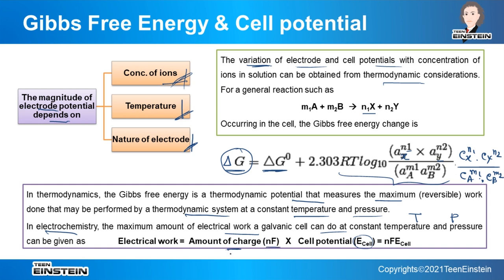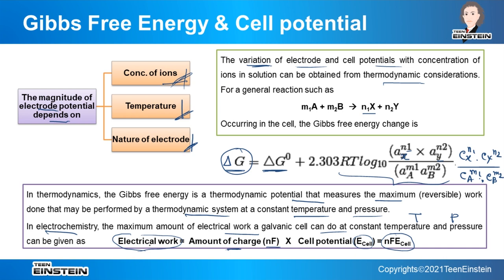Now what is nF? n is the number of moles and F is Faraday, a particular value of charge. For 1 mole of electrons, the corresponding charge is 1 Faraday. So if there are n moles of electrons, the charge will be nF. Remember, for 1 mole of electrons the corresponding charge is 1 Faraday. So the total charge will be nF. The amount of charge times cell potential is nF E cell, and this is the electrical work.